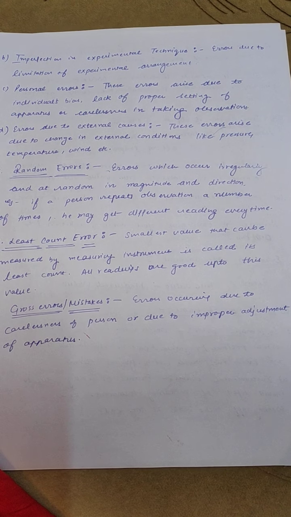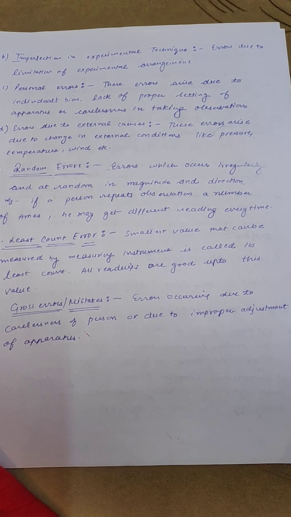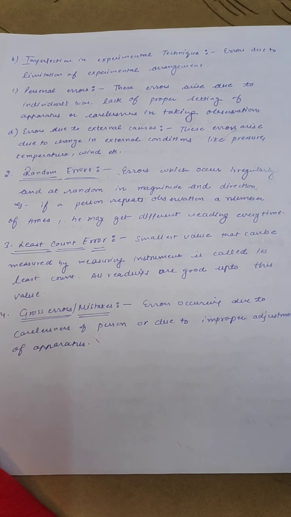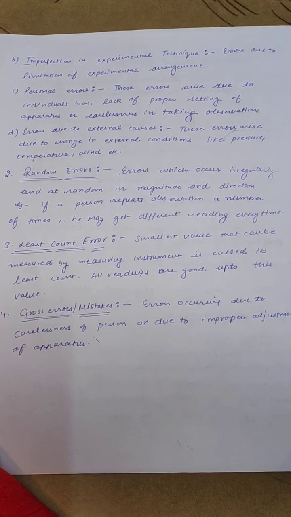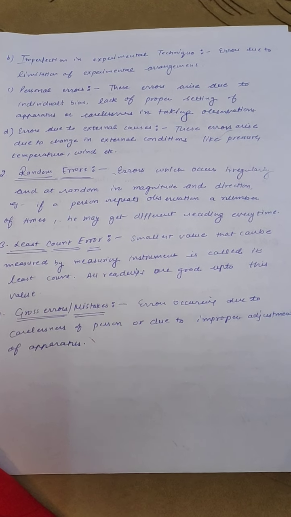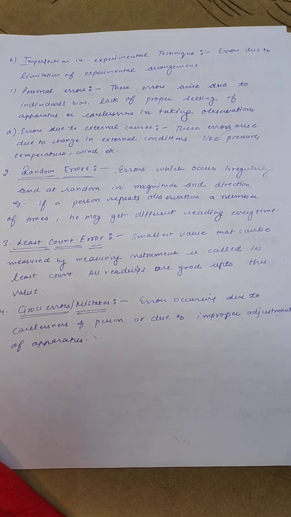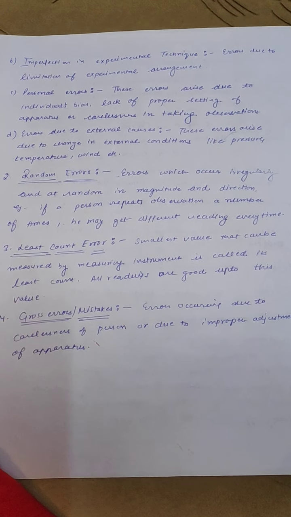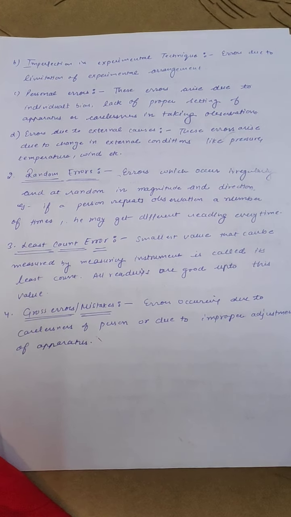That will be 0.1 mm, meaning the shortest value you can measure with the help of your scale ruler is 0.1 mm. So that is called the least count of that scale. All the readings are good up to that level, but if you cross this least count, you will get error. So this is the least count error.